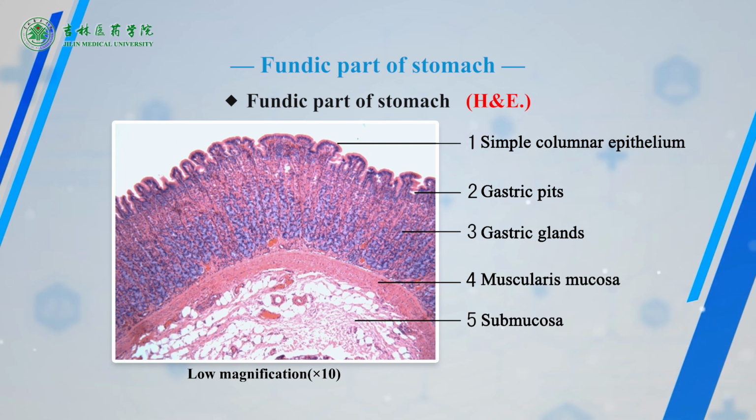Outside the lamina propria is the muscularis mucosae, which is composed of an inner circular and an outer longitudinal smooth muscle layer. Beneath the mucosa is the submucosa, which consists of loose connective tissue with blood vessels and lymphatic vessels.